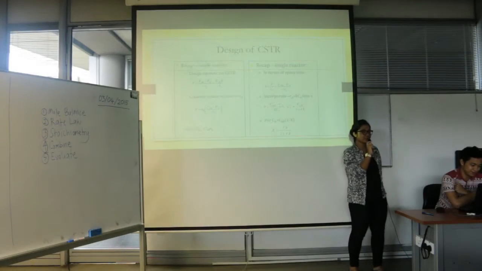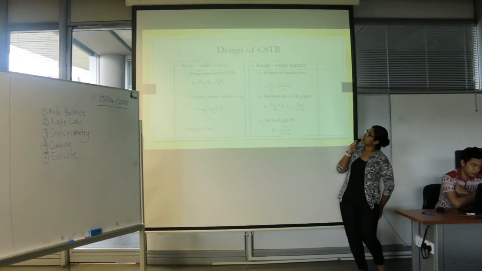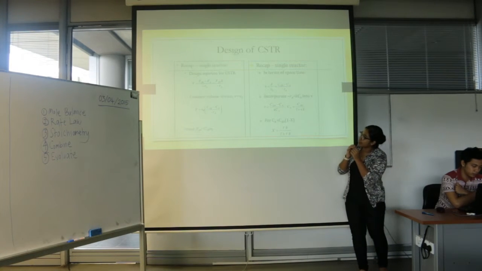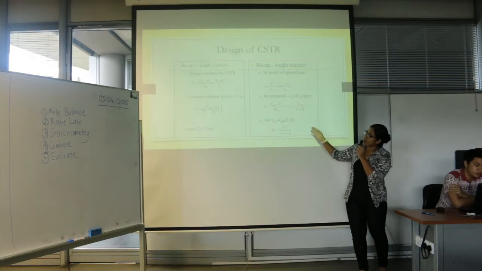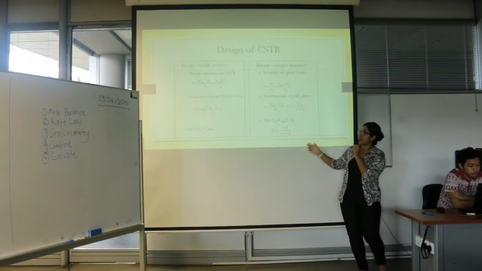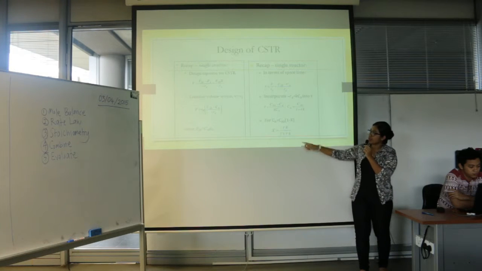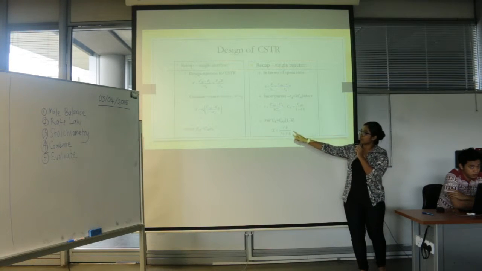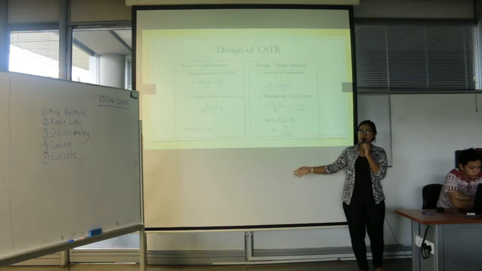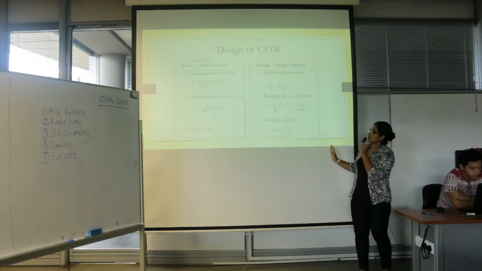Next, let us move to the design of CSTR. Let us recap for single reactor. The design equation for CSTR, V equals F_A0 minus F_A over negative r_A, which equals F_A0 X over negative r_A. And then for the constant volume system, v equals v0. So the equation we get is V equals v0 in bracket C_A0 minus C_A over negative r_A, where F_A0 equals C_A0 v0. Please remember that.